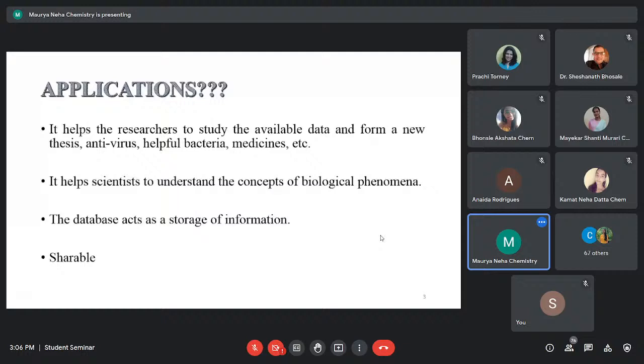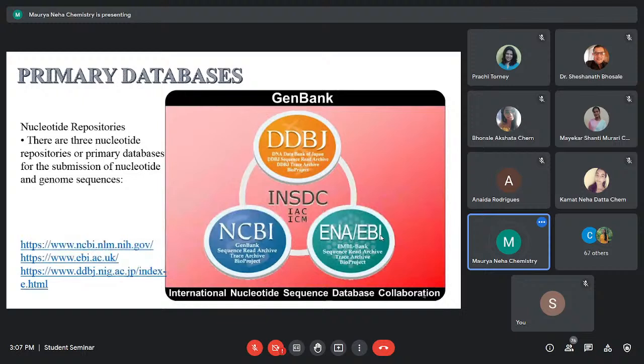Primary databases. The first is the nucleotide repository, which contains the nucleotide sequences. There are three main important databases: DDBJ, that is DNA Data Bank of Japan, hosted by National Center for Genetics; the GenBank, hosted by NCBI, National Center for Biotechnology; ENA, European Nucleotide Archive, which is hosted by Molecular Biology Laboratories. All three important databases make the International Nucleotide Sequence Database Collaboration.